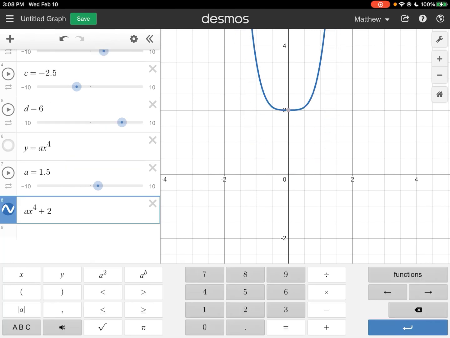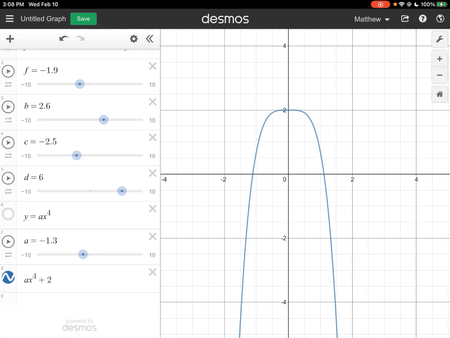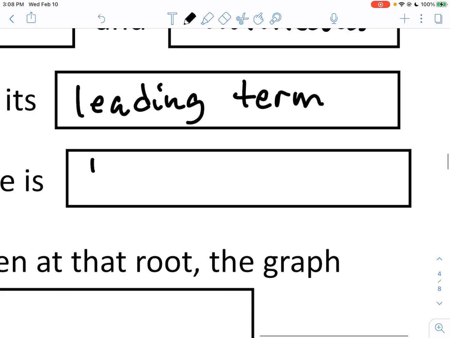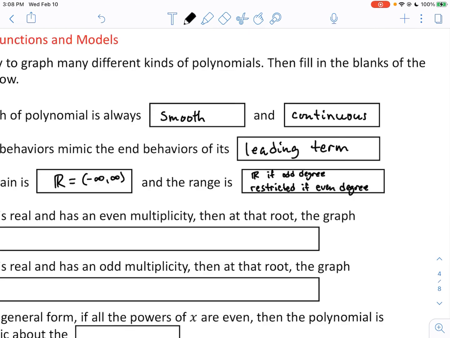Since all even degree polynomials, the ends point in the same direction, somewhere there has to be a max or a min, depending on which direction the ends go. Like in the case where both ends point up, there has to be a global minimum somewhere. And in the case where both ends point down, there has to be a global maximum somewhere. So we're going to say all real numbers if odd degree, and then we'll just say restricted if even degree. Finding the range can be difficult for the even degree cases. In fact, it's usually a topic of calculus.